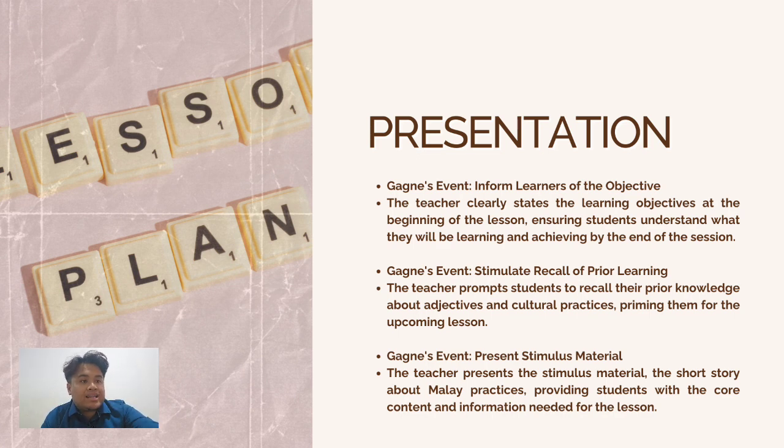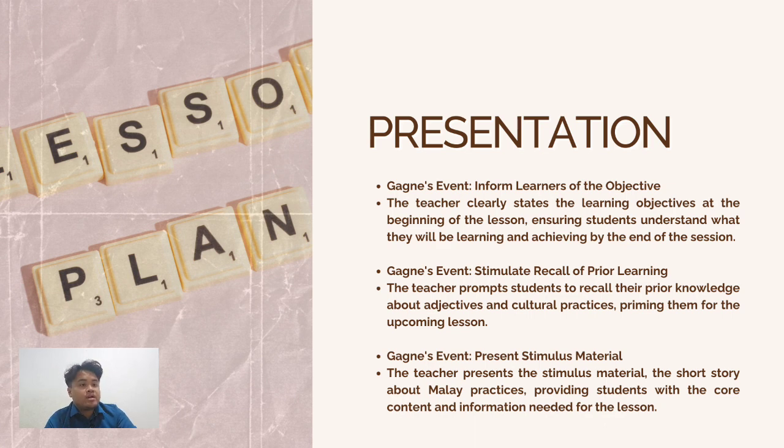I begin by clearly stating the learning objective. This ensures students understand what they will learn, which corresponds to Gagne's event of inform learners of the objective, because they have to be clear first before they engage in the activity, in the learning. Additionally, I prompt students to recall their prior knowledge about adjectives and cultural practices, priming them for the lesson. This aligns with Gagne's event of stimulate recall of prior learning.